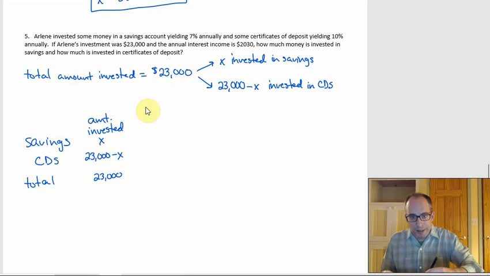And then, let's see, then the interest rates. The interest rate for savings, it says 7%. It's better to write that in decimal form. So I'll write it as 7%, but then I'm going to convert that and say that's 0.07. And then for CDs, it's 10%. So then you could write that as 0.10 or 0.1.